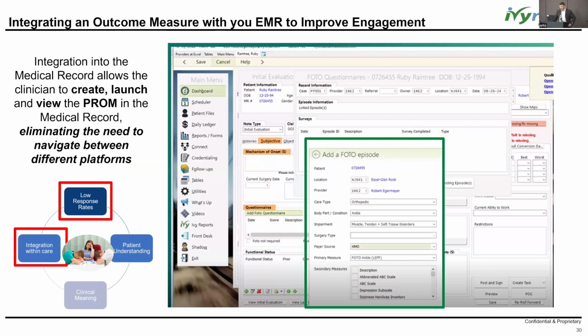So here's just an example of how we've done this. We can create and launch right from within our systems. This is a screen that our clinicians will see where they will create the patient-reported outcome measure right in the EMR. They can select the case types, the reason for why they're there, add any sort of secondary questionnaires that they would like, and then send it out to the patient or, through QCDR code, just launch it right there for the patient to take it on their phone.